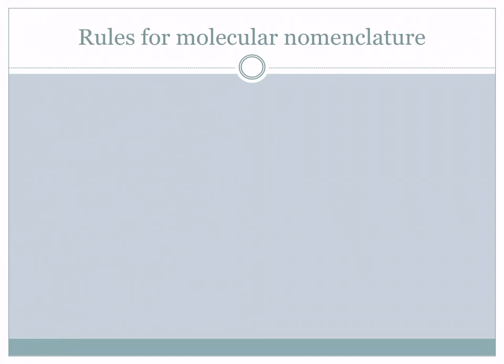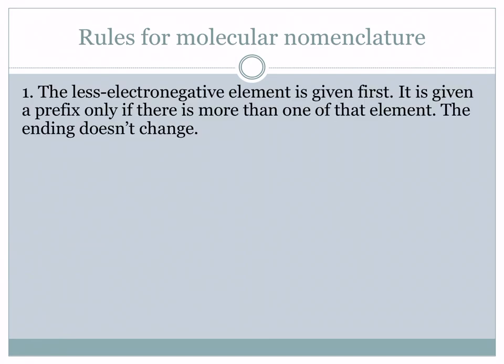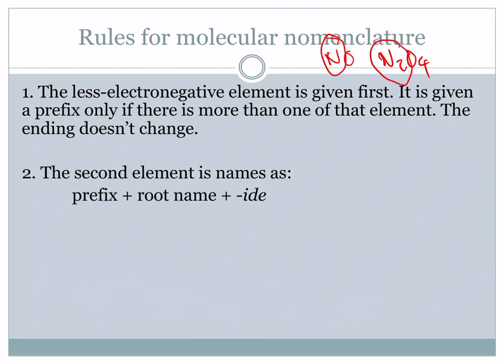So how we name with these: we put the less electronegative element first. That's usually what's given to you. Notice how I was writing NO, N2O4, always putting the nitrogen in front because it's the less electronegative element. This one only gets a prefix if there's more than one of that element, and the ending doesn't change. So for NO, the nitrogen wouldn't get a prefix, but in N2O4, that nitrogen would. The second element's name always goes prefix, root name, and then "ide." So even if there's only one, you give a prefix.